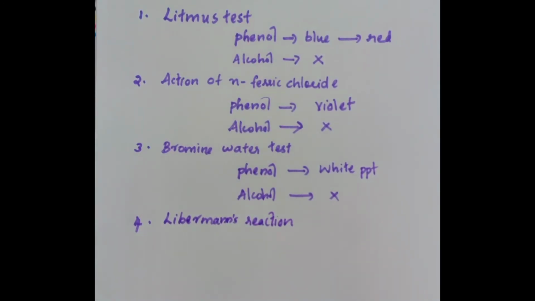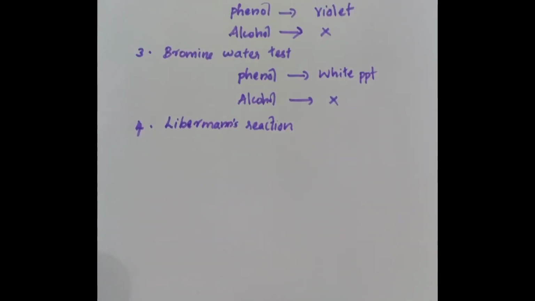What is the reagent of the Liebermann nitroso reaction? It is sodium nitrite and concentrated sulfuric acid. When warmed with sodium nitrite and concentrated sulfuric acid, phenol develops a deep blue coloration which turns red on pouring water into it. The deep blue coloration is retained by adding excess of alkali, NaOH. This part we had already discussed in my previous video, so I am not going into detail.